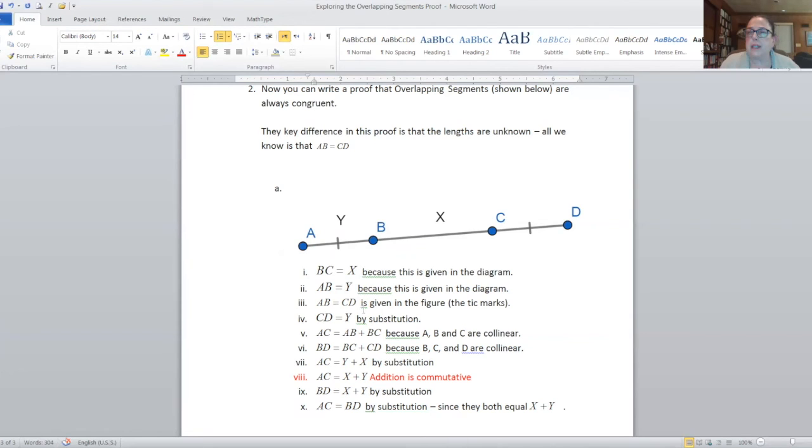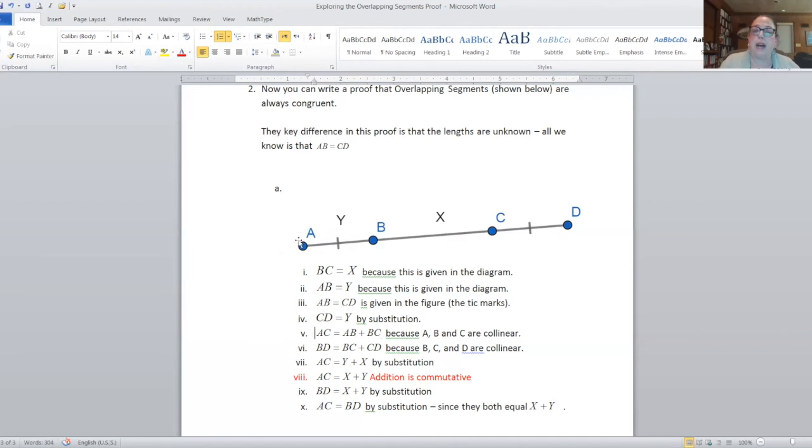And the same thing is true as before. The length of AB is given as the same as the length of CD. They're equal because of the tick marks. So now we can say the length of CD is Y, just like AB. They're the same by substitution.